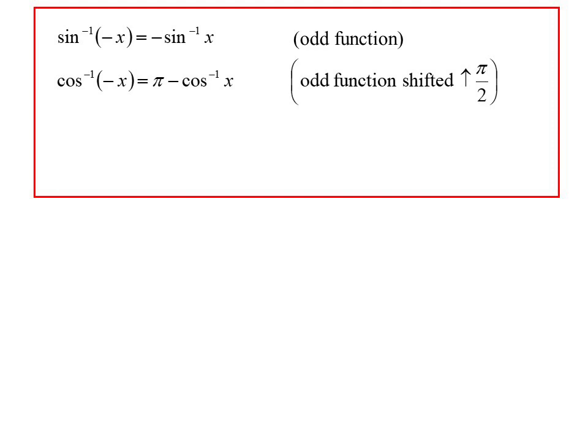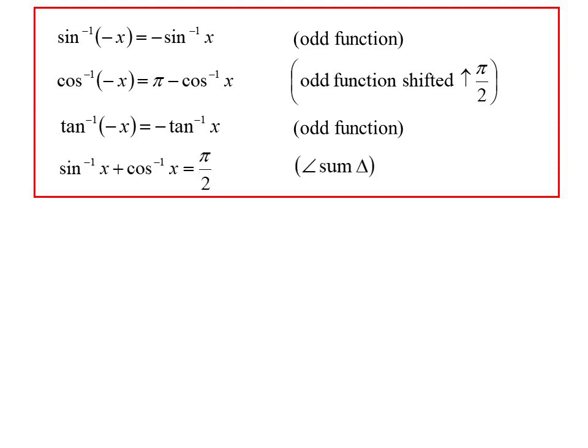And the reason for that is, if you look at it, it's an odd function, but it's been shifted up π/2. It has rotational symmetry, but not around the origin, but around π/2. And I'll show you in a sec how we can get that. Inverse tan we saw was an odd function, so inverse tan of -x is minus inverse tan of x. And the last one here is this: inverse sine of x plus inverse cos of x will always be π/2. That comes from the angle sum of a triangle. Let's go and show you how that inverse cos one works.